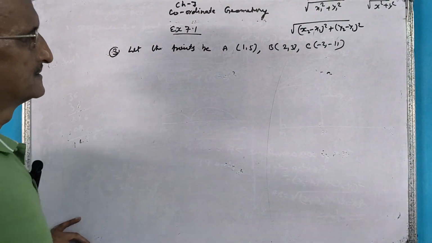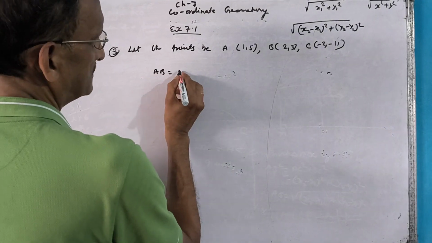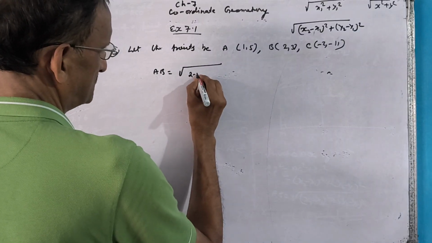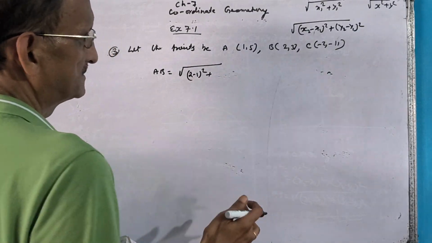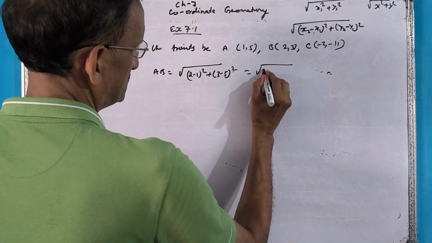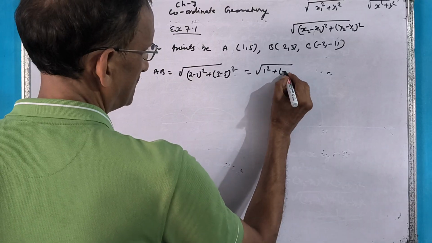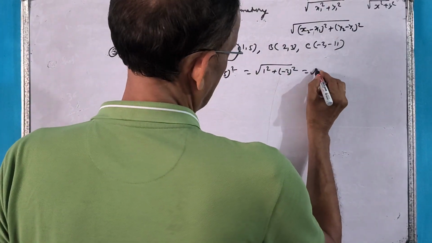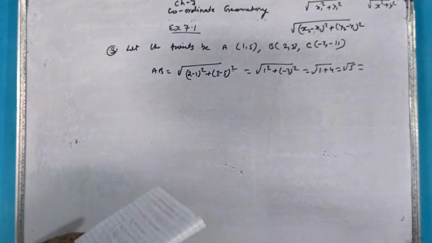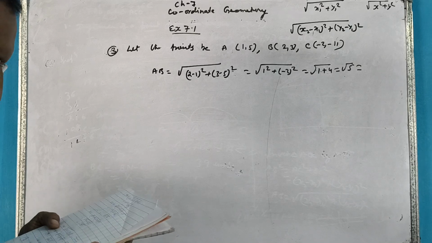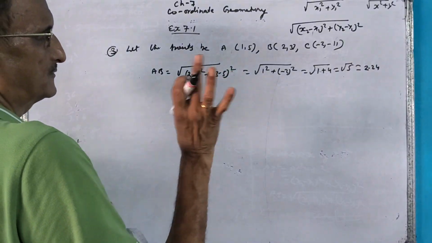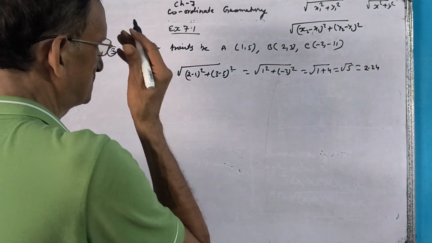Okay, so find AB, the distance between the points A and B: root of (2 minus 1) whole square plus (3 minus 5) whole square. What is 2 minus 1? 1 square plus (-2) whole square. How much will 1 plus 4 be? Root 5. You can't find the square root of 5 exactly, so approximately you can write 2.24. We calculate it by the division method, okay?